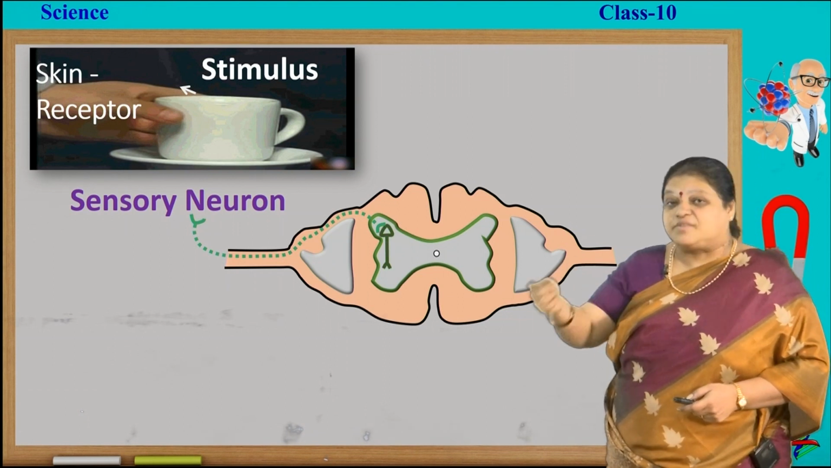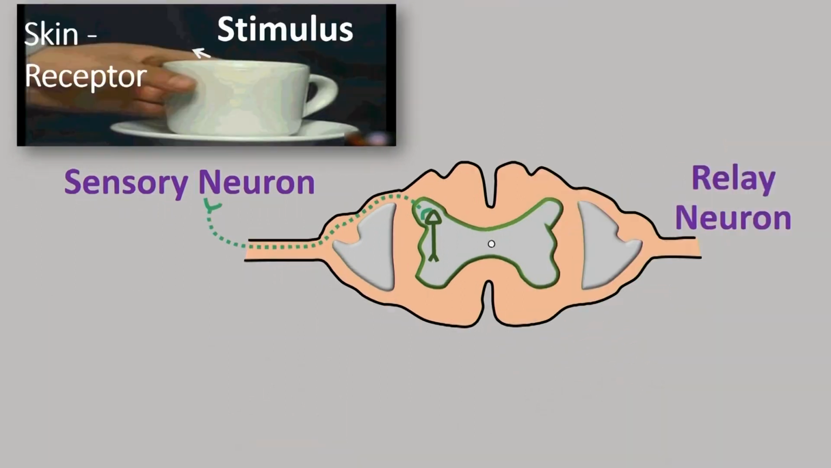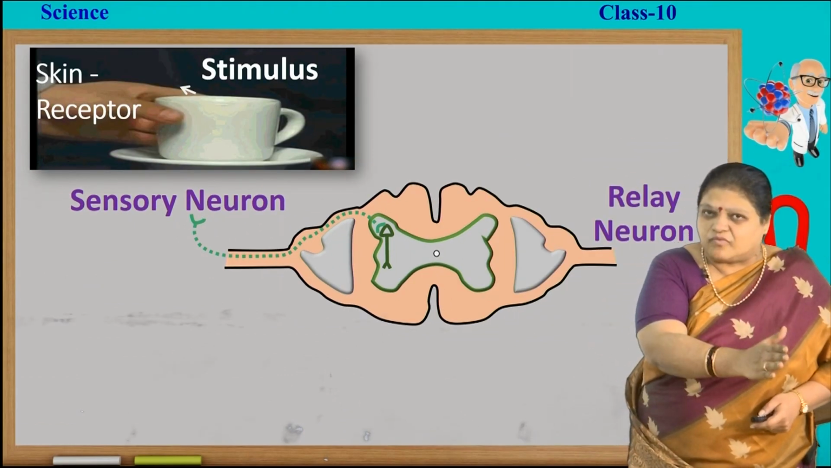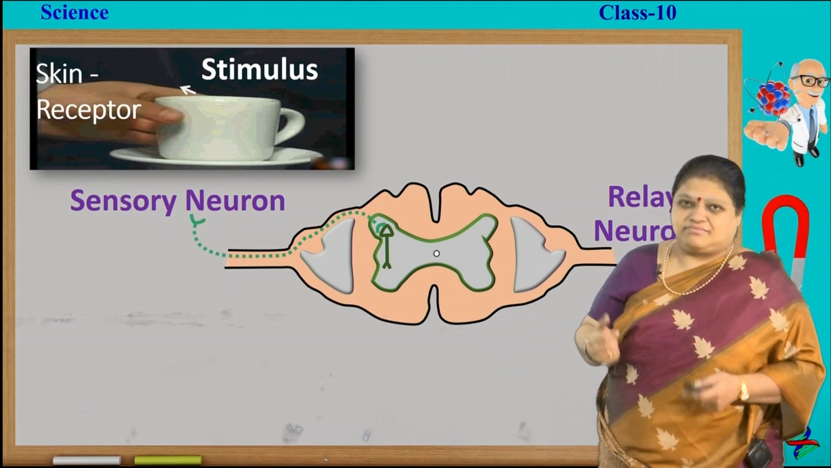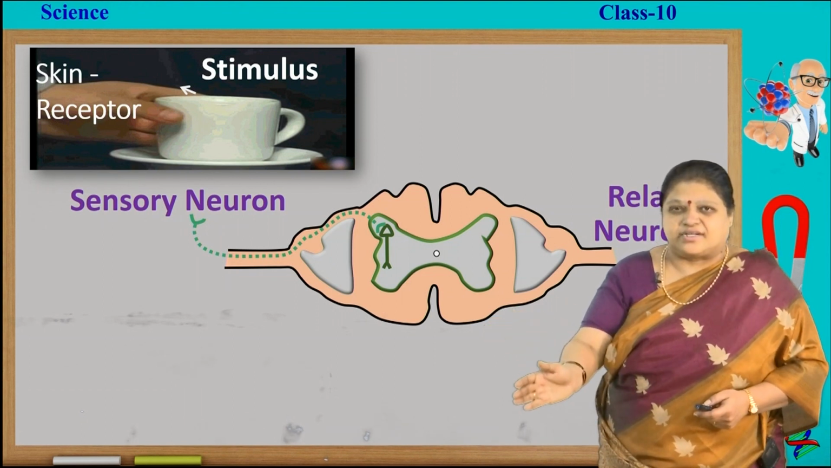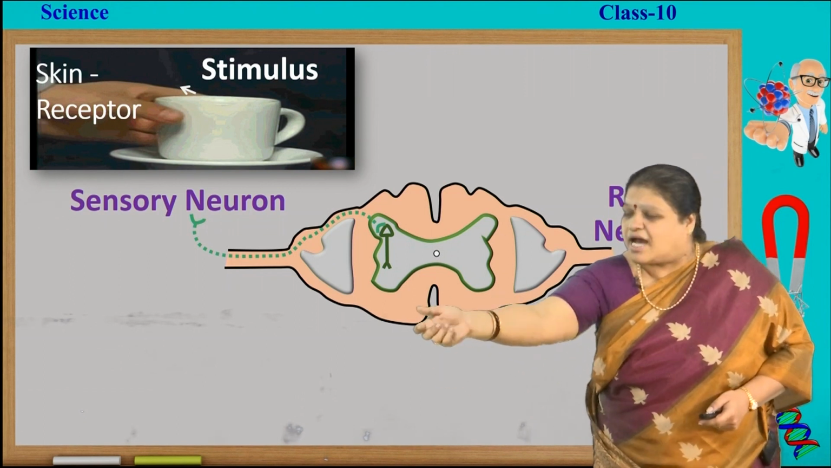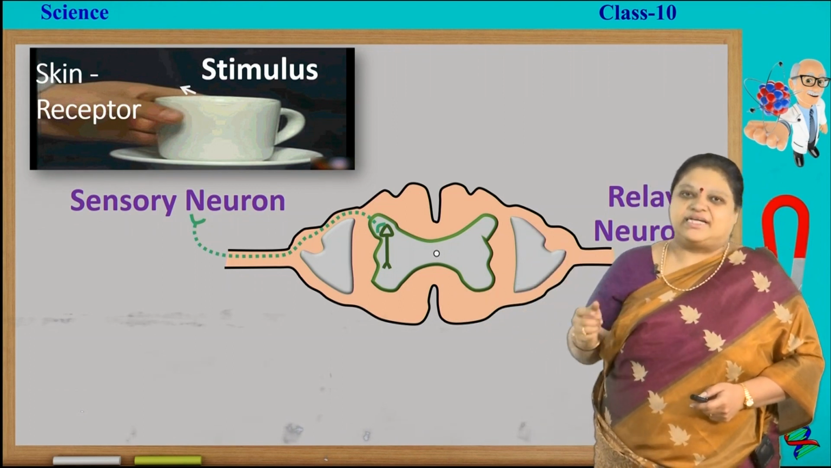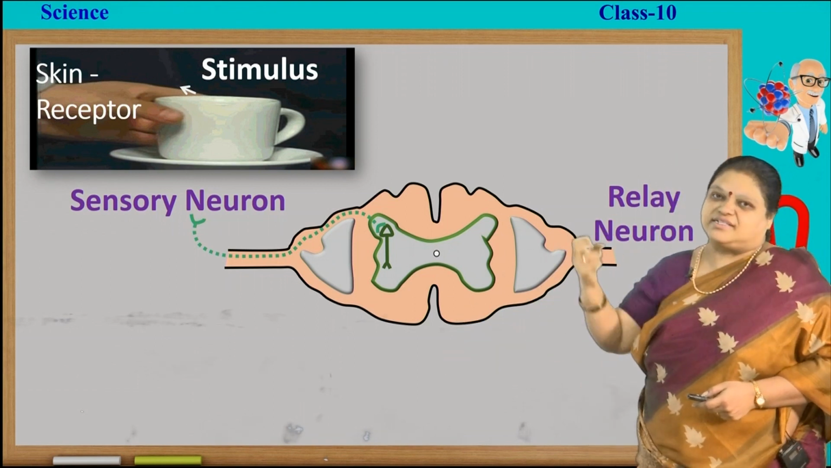Next, it has to be transmitted to another neuron. So, next to that is the relay neuron. This relay neuron transfers a message from one place to another, just like in a 400 meters relay race. One person will run for 100 meters, he will hand over the baton to another person, and the other person receives it. So, here the baton is like the message, sent to the next person. Similarly, here the relay neuron will receive it.